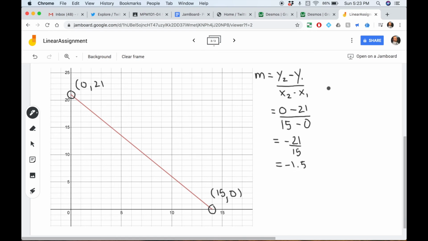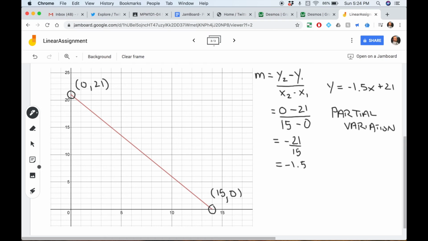So I can turn this now into an equation. I have the equation y equals negative 1.5x plus 21. That's my y-intercept. It's interesting because this is a partial variation because the y-intercept is other than 0, anything other than 0. So we have a partial variation here.